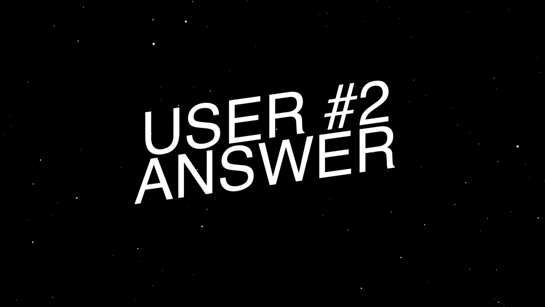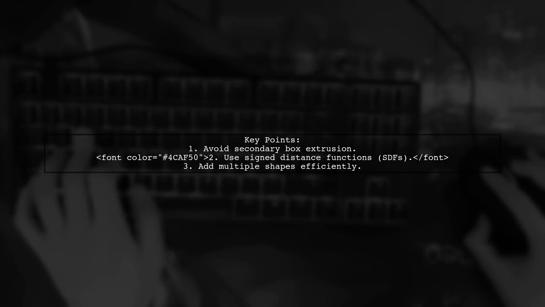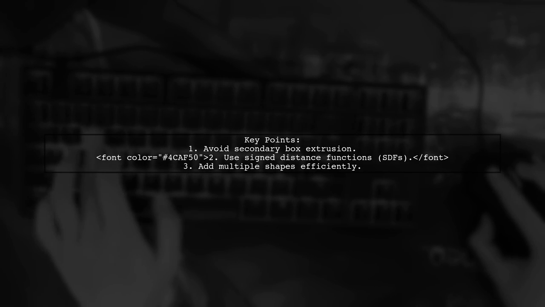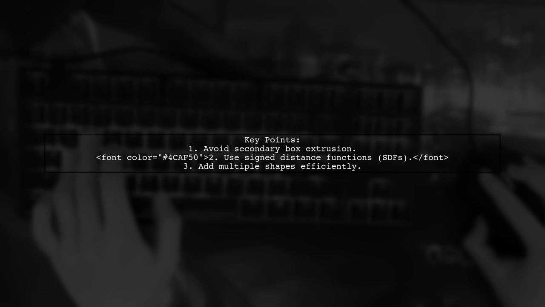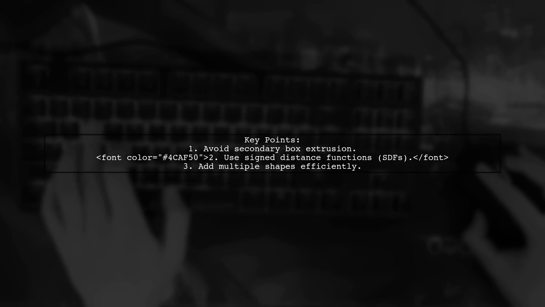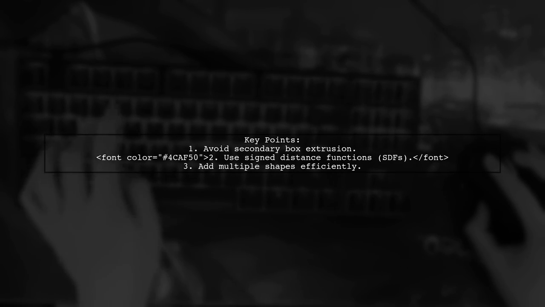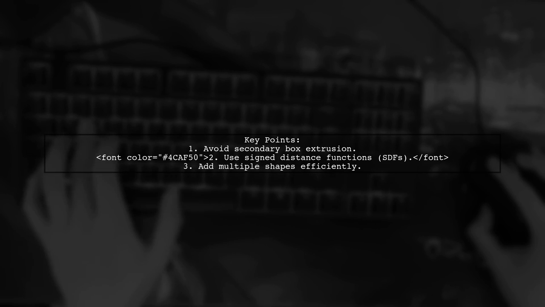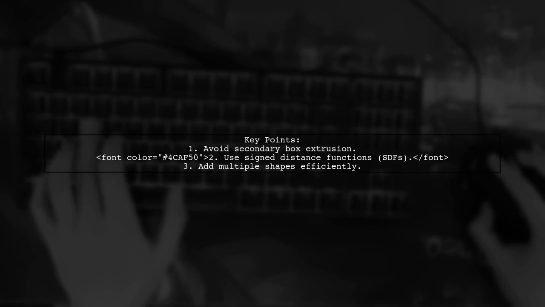Let's now look at another user-suggested answer. To create a bordered rounded rectangle in GLSL, avoid using a secondary box for extrusion, as it reduces performance. Instead, compute a single object using signed distance functions, or SDFs. These functions allow you to add multiple shapes without significant performance costs.